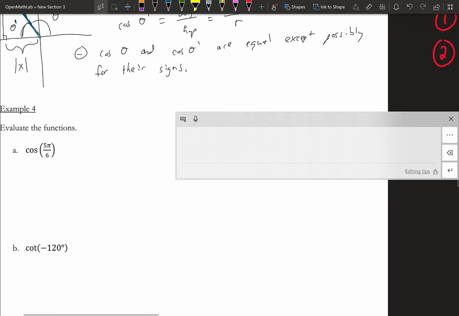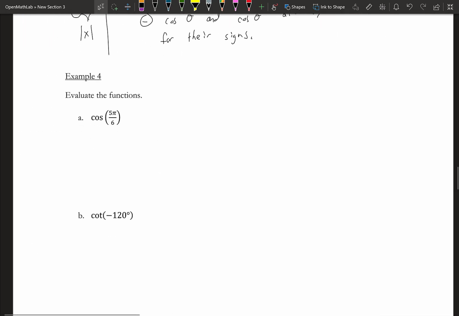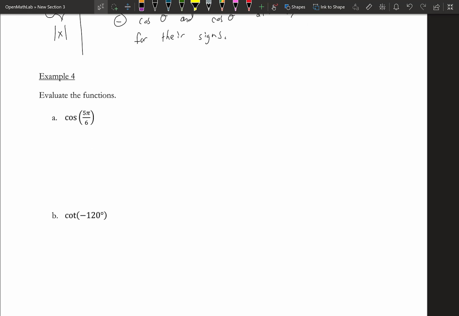So let's practice this. So example 4. That's basically the end of the material, so we have just examples left to do. Example 4, we have 3 parts to evaluate the functions. We're trying to find cosine of 5 pi over 6.